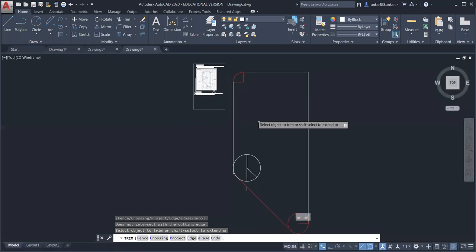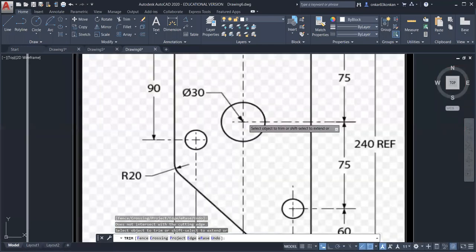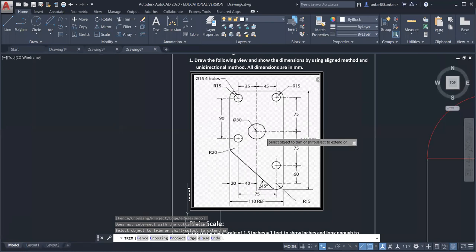So in this way, we have to prepare all fillets. So draw this with proper dimensions. Don't draw this by freehand.